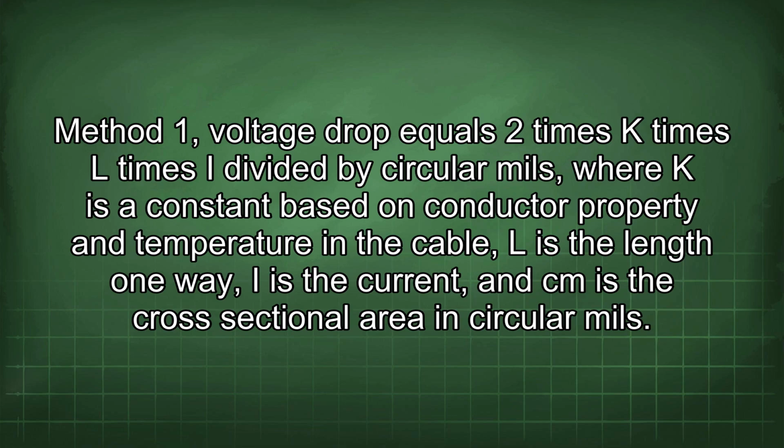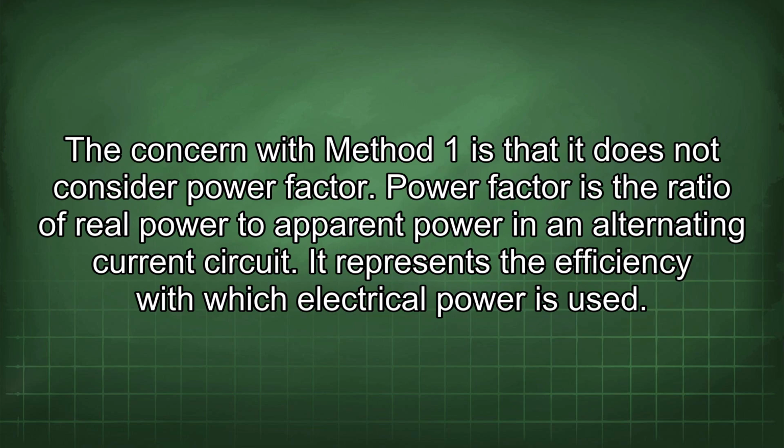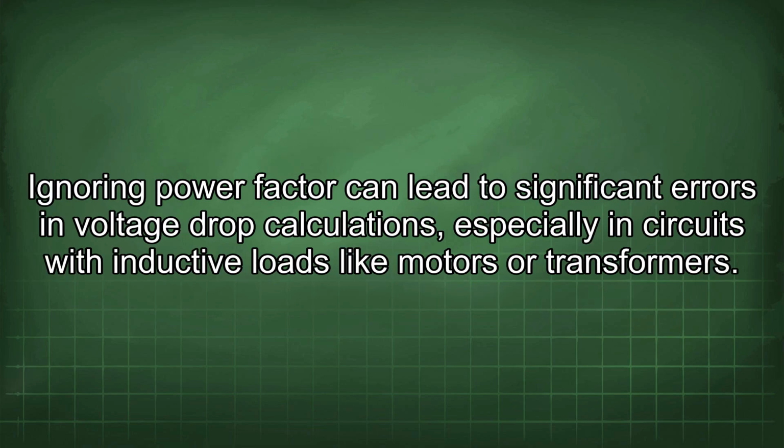Method 1, voltage drop equals 2 times K times L times I divided by circular mils, where K is a constant based on conductor property and temperature in the cable, L is the length one way, I is the current, and cm is the cross-sectional area in circular mils. The concern with method 1 is that it does not consider power factor. Power factor is the ratio of real power to apparent power in an alternating current circuit. It represents the efficiency with which electrical power is used. Ignoring power factor can lead to significant errors in voltage drop calculations, especially in circuits with inductive loads like motors or transformers.